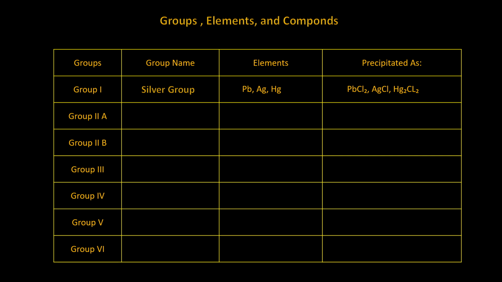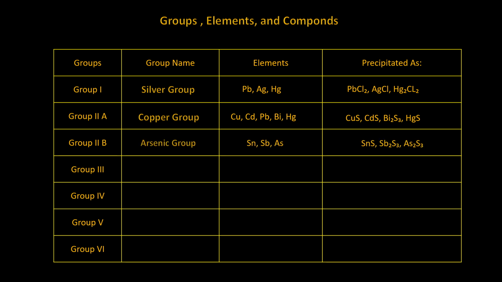There are 3 sulfide groups. Group 2 is divided into 2 groups, 2A and 2B, and we also have group 4. Well, group 2A is the copper group. It consists of copper, cadmium, lead, bismuth, and mercury. All are precipitated as sulfides. Group 2B is the arsenic group, which contains tin, antimony, and arsenic. All, again, will precipitate as sulfide complexes.